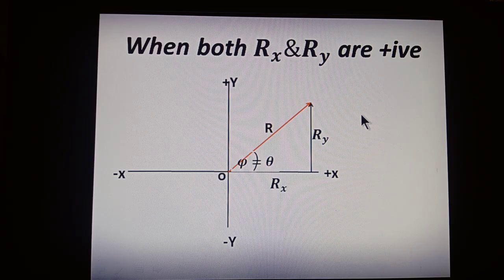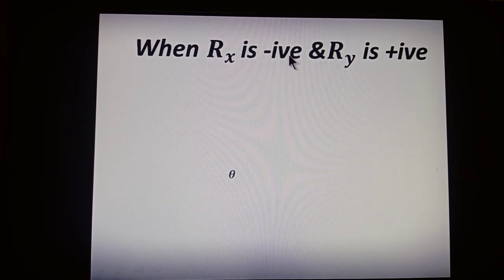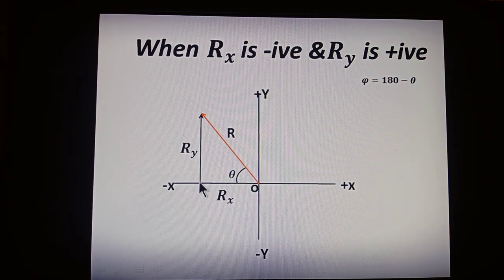Next possibility is that when Rx is negative and Ry is positive. Rx is negative, Ry is positive, the resultant will lie in the second quadrant. And here the angle that it will make can be calculated by subtracting the given angle theta from 180. This is 180. 180 minus this angle will give you this angle that R is making with positive x-axis. So resultant will lie in the second quadrant when its x component is negative and when its y component is positive.